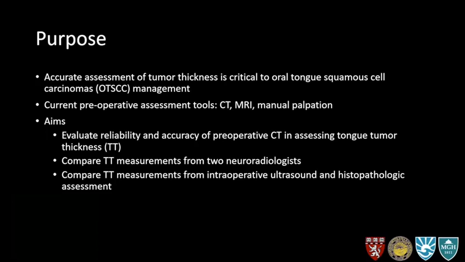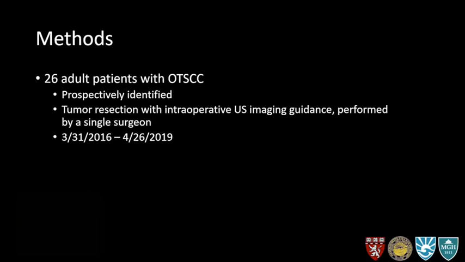Accurate assessment of tumor thickness is critical for evaluation and management of oral tongue squamous cell carcinomas. Currently, the preoperative assessment tools include CT, MRI, and/or manual palpation. The aim of our study is to evaluate reliability and accuracy of preoperative CT in assessing tongue tumor thickness. To do this, we compared tumor thickness measurements by two different neuroradiologists. We also compared tumor thickness measurements from CT to those from intraoperative ultrasound and histopathologic assessment.